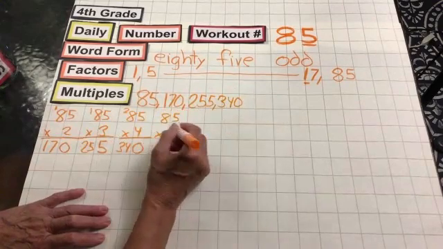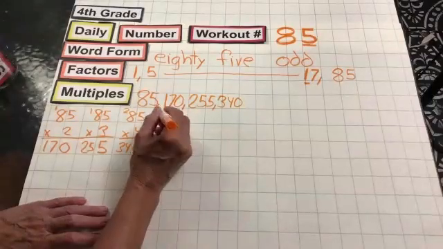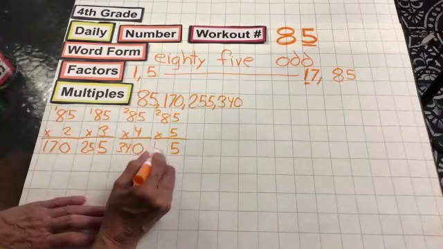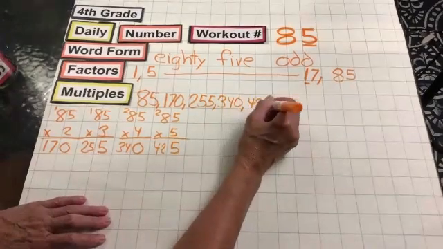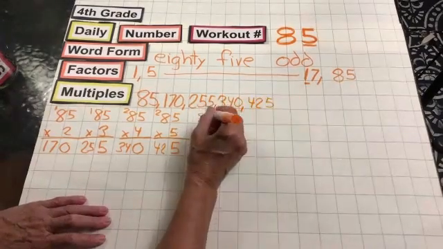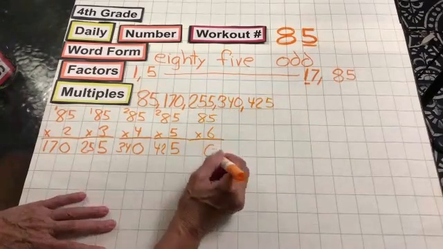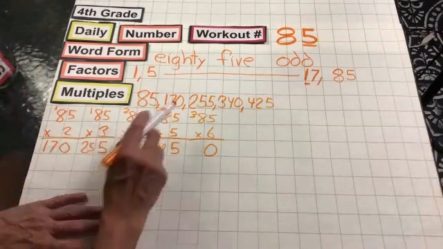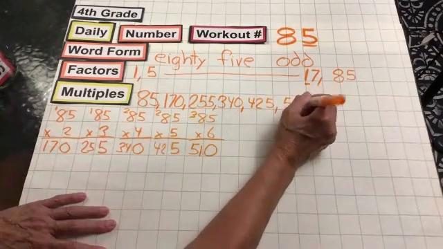85 times 5. 5 times 5 is 25. Drop the 5, carry the 2. 5 times 8 is 40. Plus the 2 is 42. 425. 85 times 6. 6 times 5 is 30. Drop the 0, carry the 3. 6 times 8 is 48. Plus 3 is 51. 510.